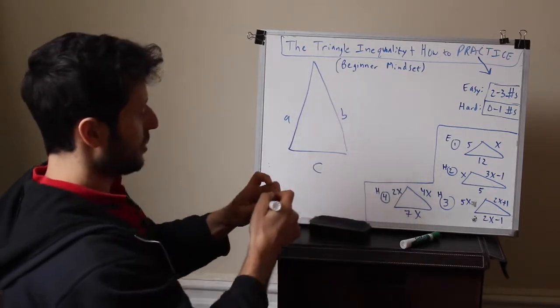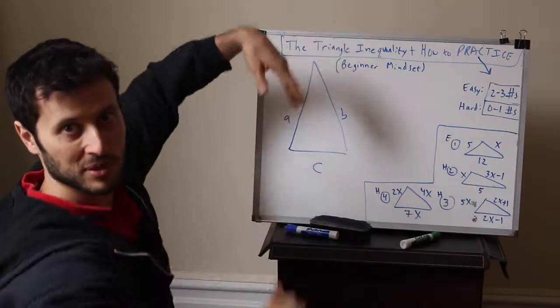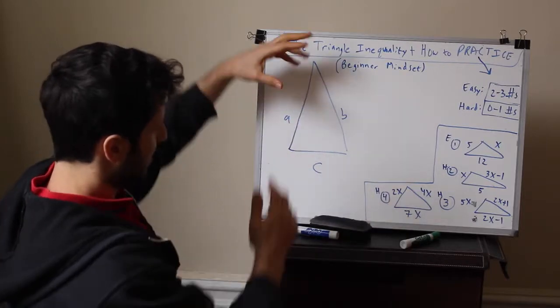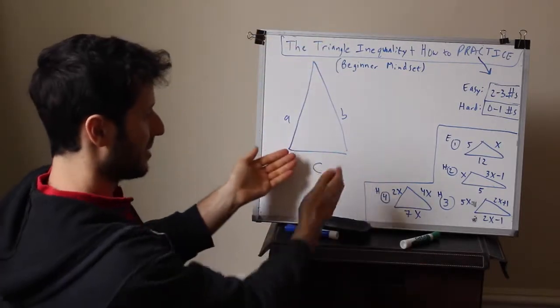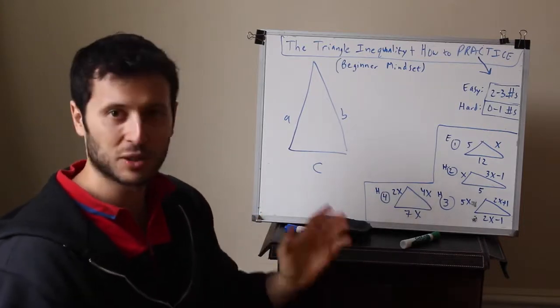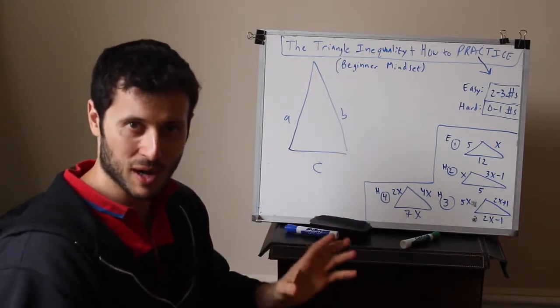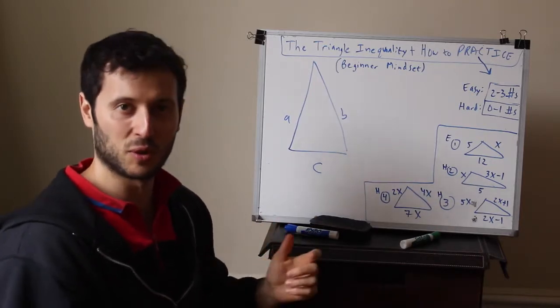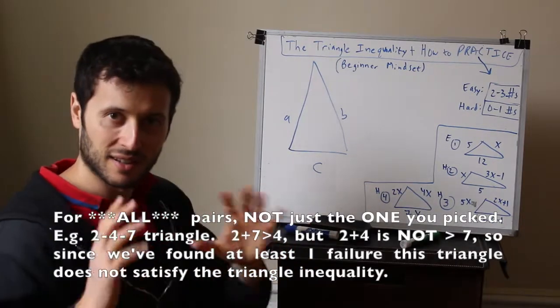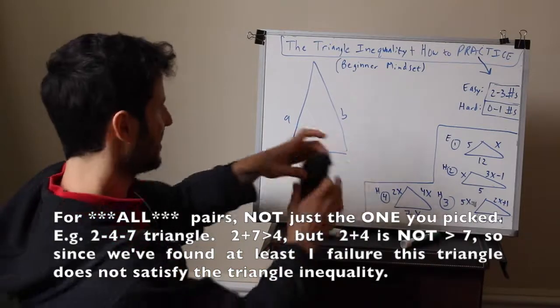A and B can be huge. They can go all the way up into the sky because they're surely going to be able to span this distance of C. So that's what the triangle inequality is. The triangle inequality states the sum of any two sides in a triangle must be greater than the third side. All right, so I think hopefully that this is making sense.